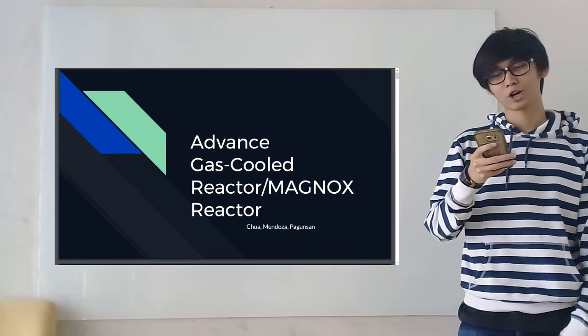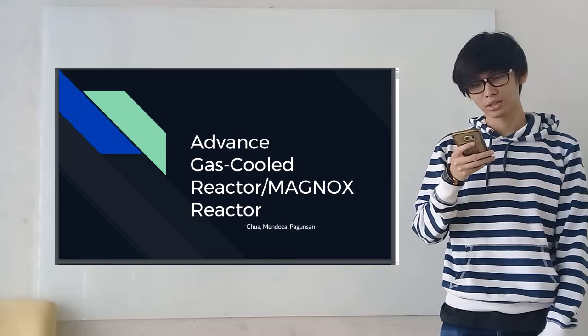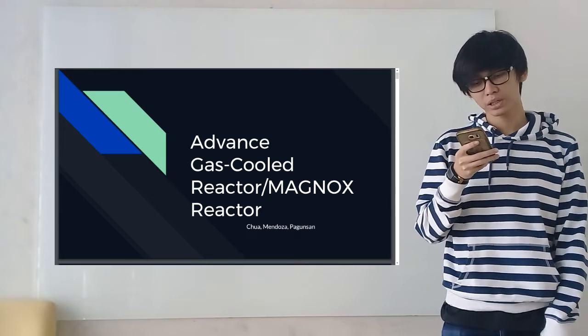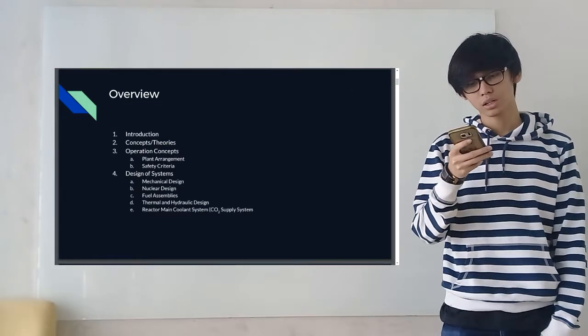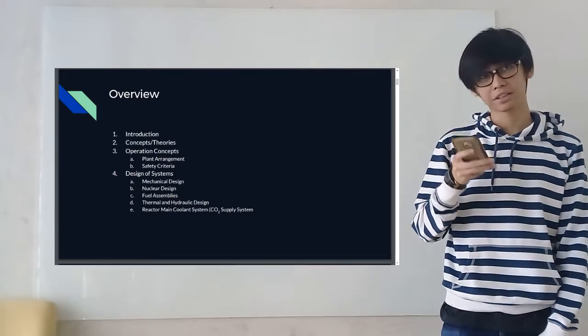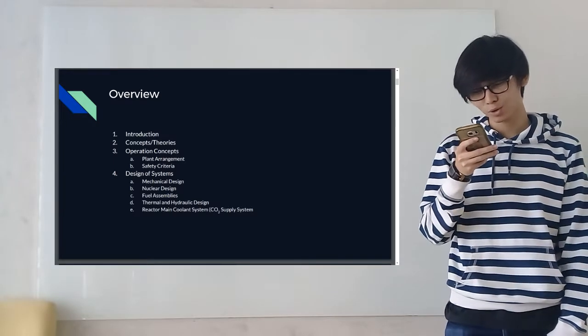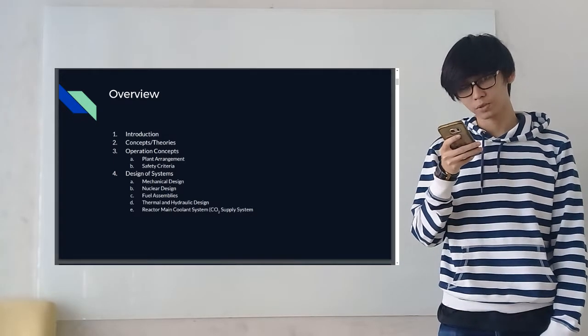Good morning. Our group is going to be discussing the advanced gas cooled reactor, or MAGNOX reactor. In our report, we're going to be discussing the introduction, the basic concepts and theories, the operation concepts such as the plant arrangement and safety criteria, and the designs of systems such as mechanical design, nuclear design, and fuel assemblies, to name a few.